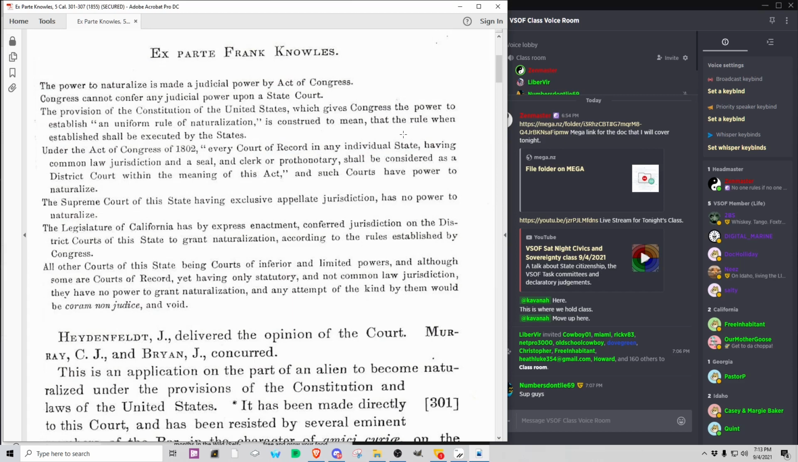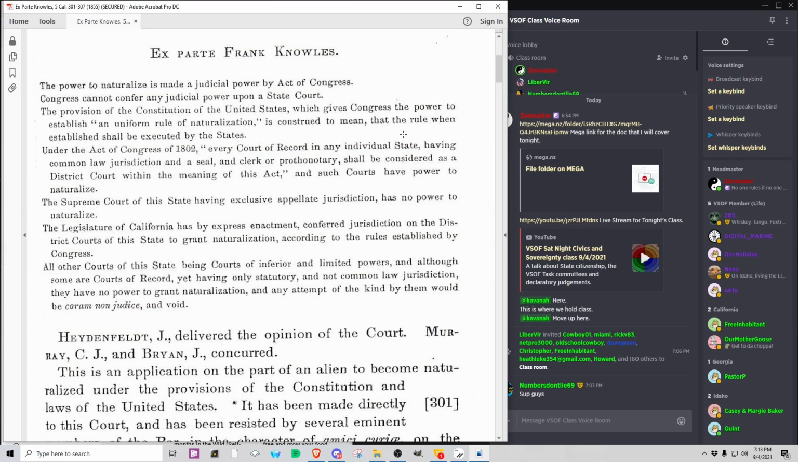So it's an interesting thing that the district courts, they're still state courts, but they're considered district courts under this act, every court of record, right? So what that means is that every district court should be acting like a court of record, but of course they're not. They're applying statutes, acts, ordinances, and codes on everybody. Okay. All right, to continue.